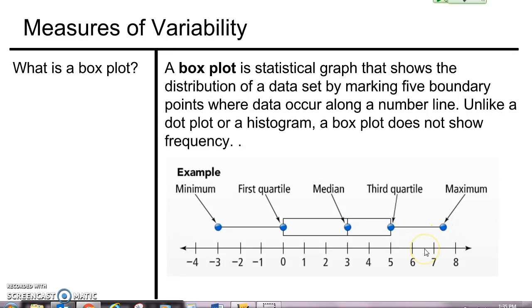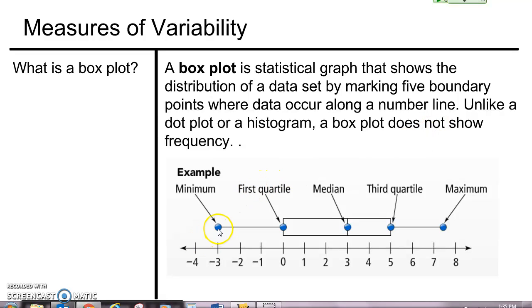Okay, so as you're copying this down, I'm going to explain what a box plot is. It is a statistical graph that shows the distribution of a data set by marking 5 boundary points where data occur along a number line. Unlike a dot plot or a histogram, a box plot does not show frequency. It is just showing you the spread of the data.